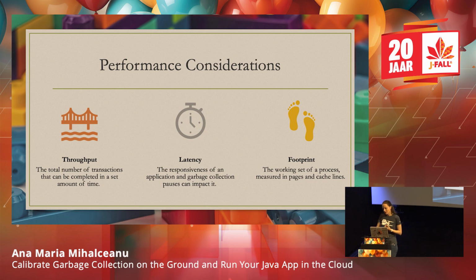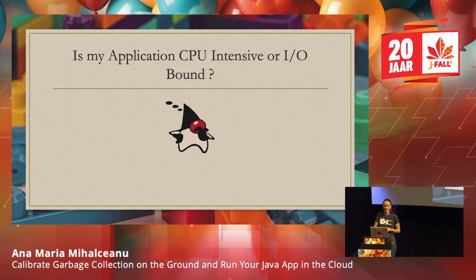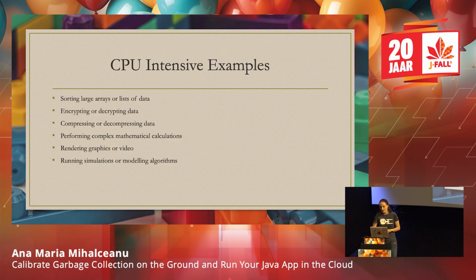Another way to look at our applications is by what kind of applications they are. Applications have different aspects, and they consume memory, CPU, and other resources based on the operations that they're doing. So probably different garbage collectors will serve them best. There are some CPU-intensive examples. CPU-intensive problems are usually the type of problems that require a lot of processing power to solve. And you have some examples in the slide where you can identify what that means.